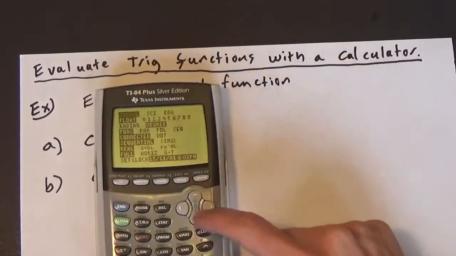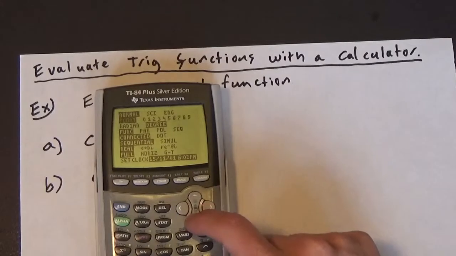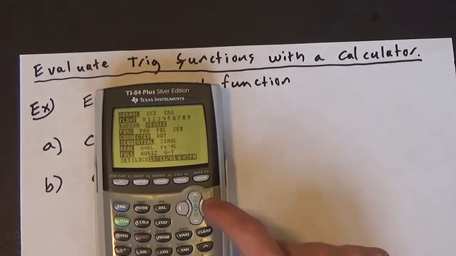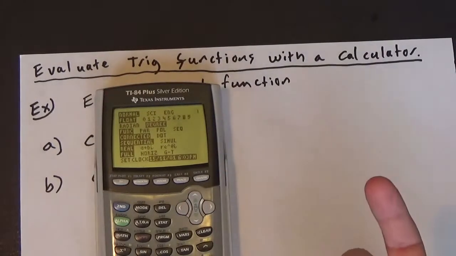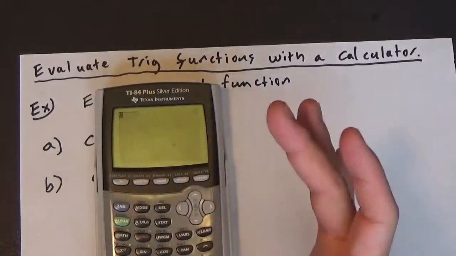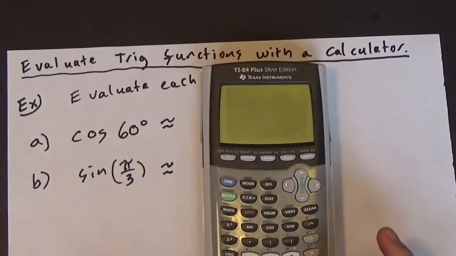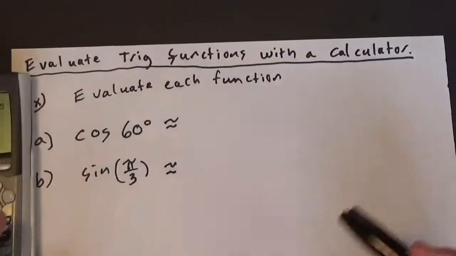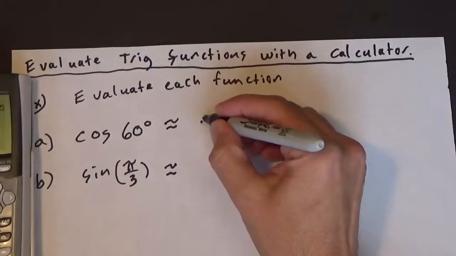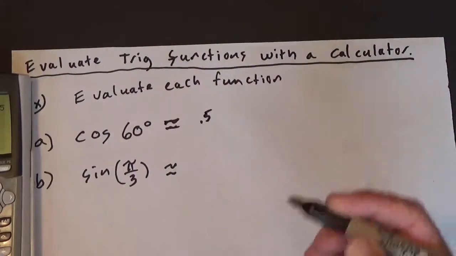Degree is already highlighted, but I could use my arrows, move over to degree, and hit enter, and it is highlighted again. Now that I'm in degrees, I can evaluate this function. The cosine of 60 is 0.5. So in that case, it's an exact answer.